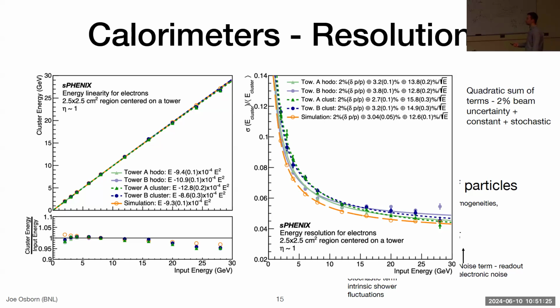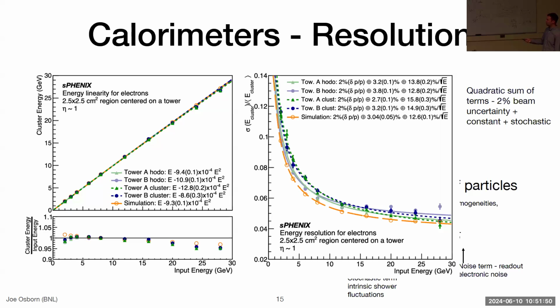And then on the right is a plot of the energy resolution. So this is again as a function of the input energy of the electron. This tells us the width of the distribution that we actually measure in the calorimeter. And if you look carefully on your computer or something, it's probably hard to read in the back from these slides, but you'll see that there are exactly the terms that I was referencing.